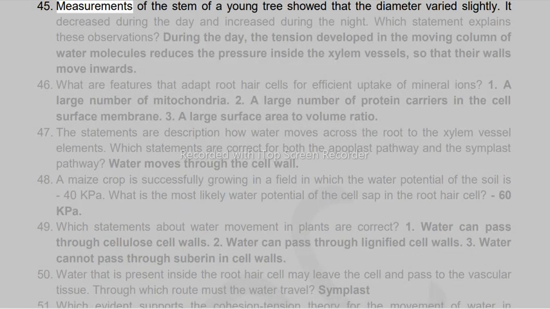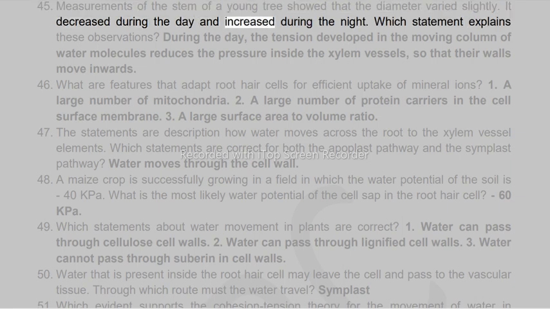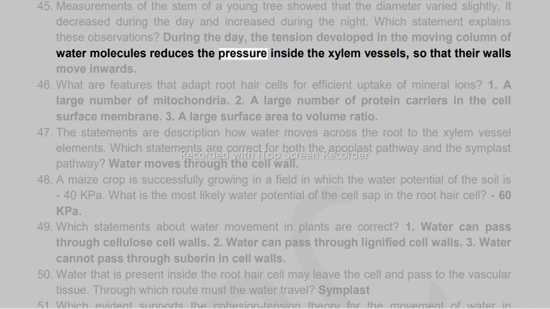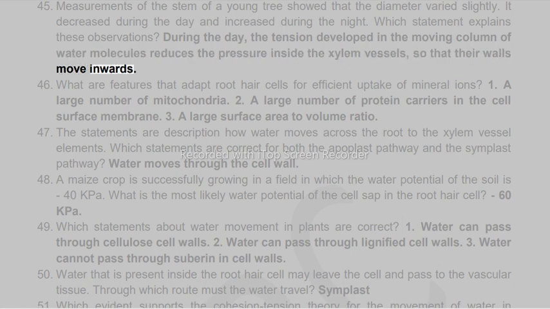45. Measurements of the stem of a young tree showed that the diameter varied slightly. It decreased during the day and increased during the night. Which statement explains these observations? During the day, the tension developed in the moving column of water molecules reduces the pressure inside the xylem vessels so that their walls move inwards.